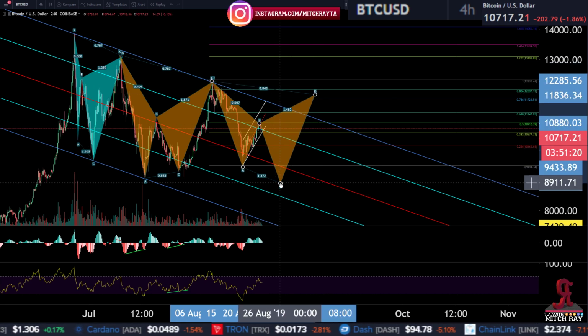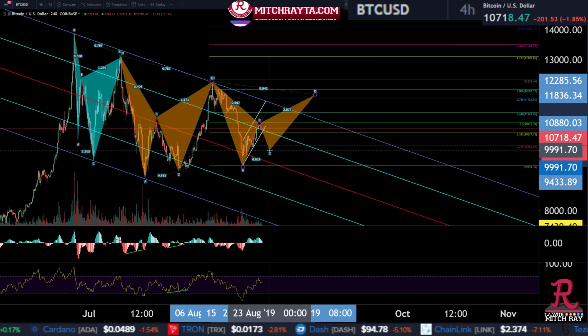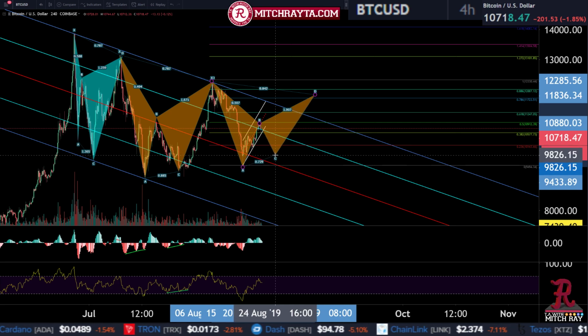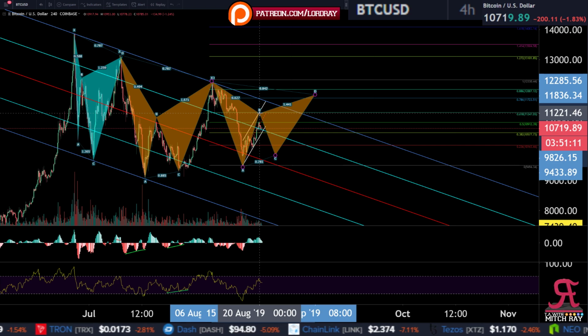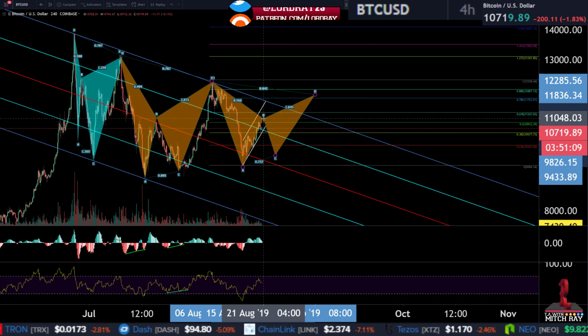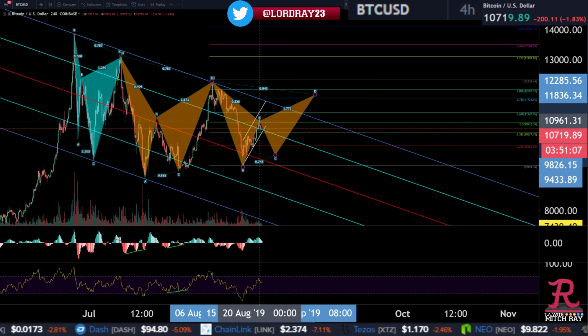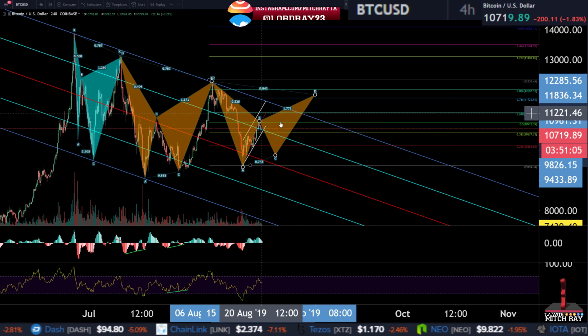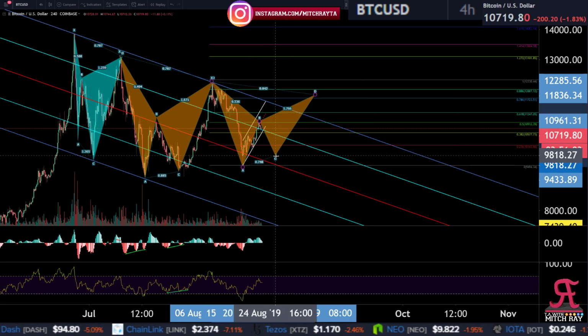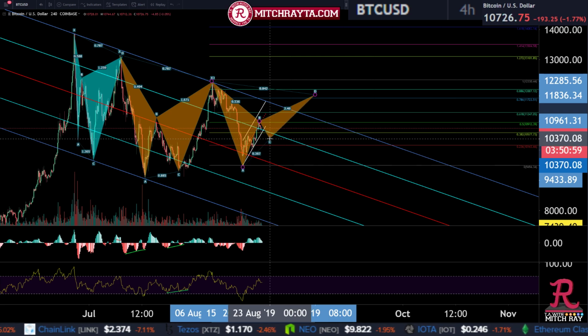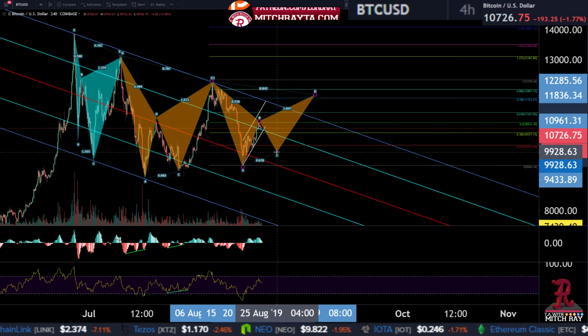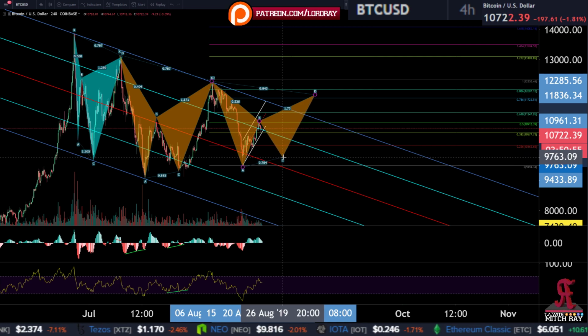But there's also the idea of just the bat pattern, which is where you can't get a 618. We'll talk about the Gartley too. But if we only went this high and then sold off, and we made a higher low, and we got as low as an 886, so between a 382 and an 886, this could go all the way down here.